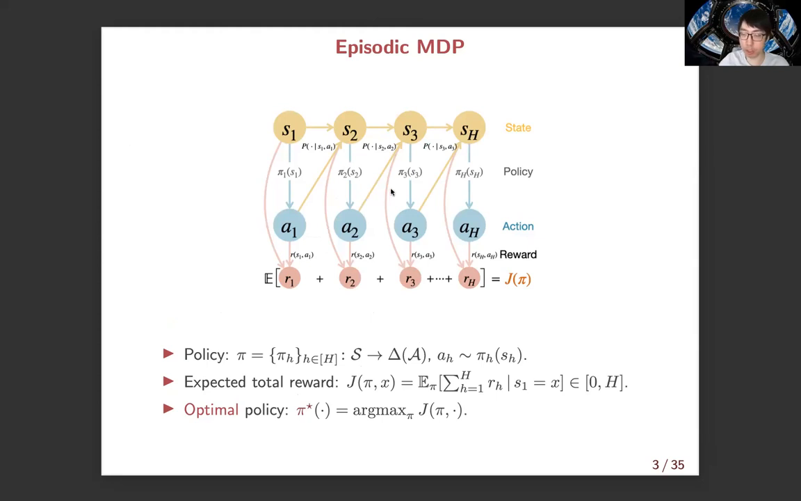So here is a more detailed interaction with the environment. We execute the policy which maps from a state to a distribution over the action space. And then by taking this policy, we transit into the next state, and then we take another action and receive the reward. And we go on until the capital H step. And then we collect the total reward and call it J. And we want to maximize this J over pi. So that's the policy that maximizes the expected total reward. That's what we want.